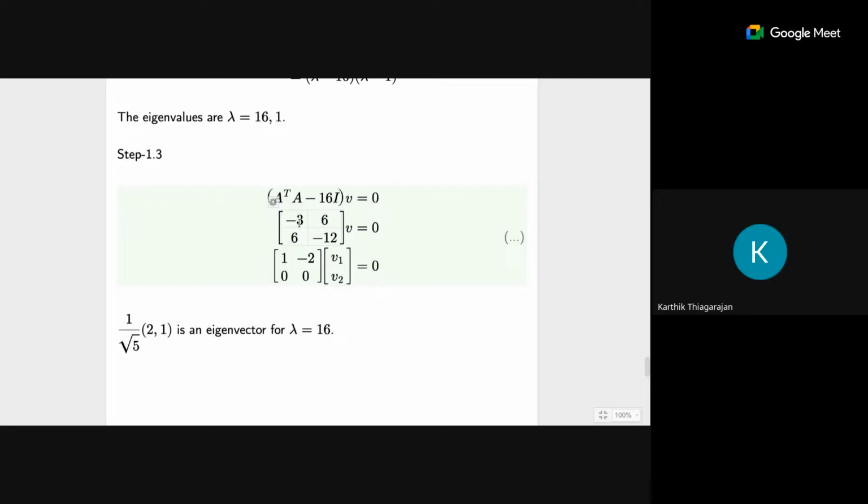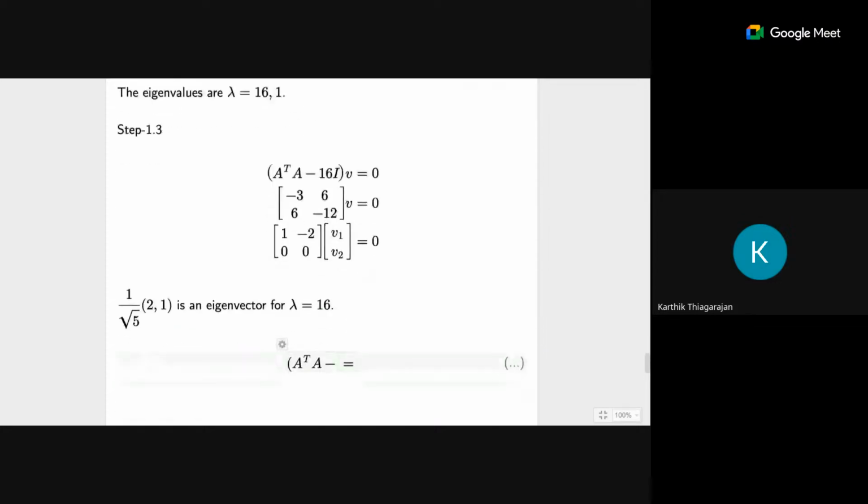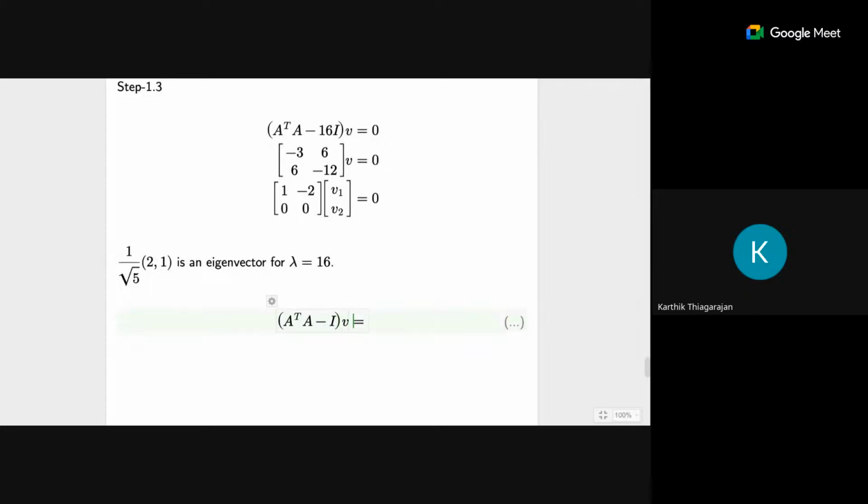If you add 2 times R1 to R2, this will be 6 plus 6, and this will be minus 12 plus 12, right? Okay, I was doing minus. So next one is A transpose A minus I, V equal to 0.